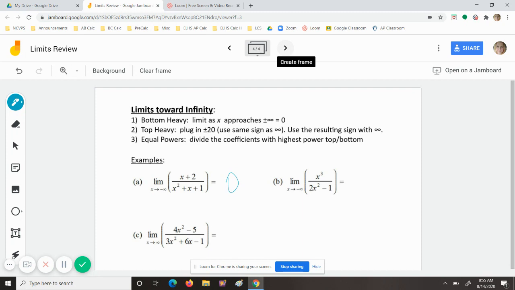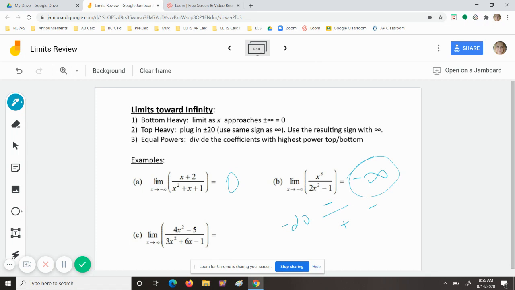Next, we have a top heavy one, because the highest power is 3 in our numerator. We want to plug in a really big negative number because we're going toward negative infinity and see what sign we get. Let's say we plug in negative 20 just to try to get a look at that behavior. So if we plug in negative 20, on the top we're going to have a negative number because negative 20 cubed is negative. On the bottom, 2 times negative 20 squared minus 1, that's still going to be positive. So we're going to have a negative answer. That means this limit toward negative infinity is negative infinity.